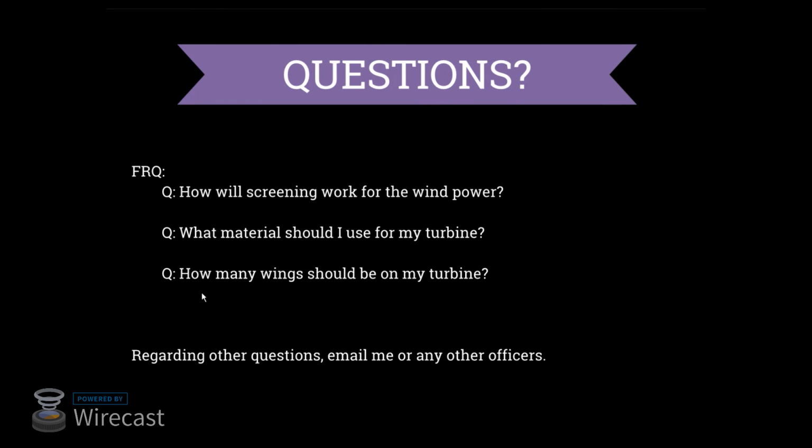And again, like I mentioned before, how many wings should be on the turbine? From my experience, it's generally three. Three wings would work the best, but I have seen four wings work pretty well as well. But your goal is to minimize weight and try to maximize the amount that you're able to rotate the turbine with a certain amount of wind.